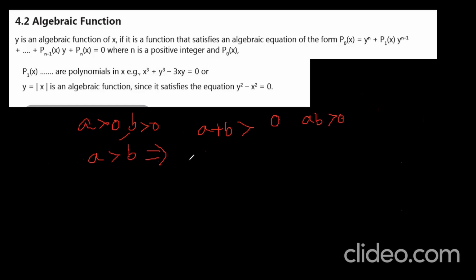A greater than b means a minus b should be greater than 0, right? A minus b should be greater than 0. If a is less than b, a less than b means a minus b is less than 0, right? Okay. If I am taking a less than b, then what do I write?